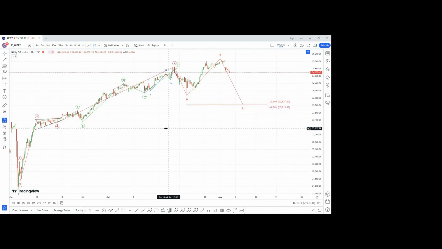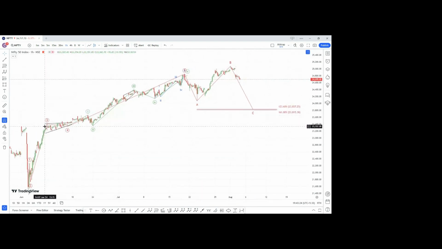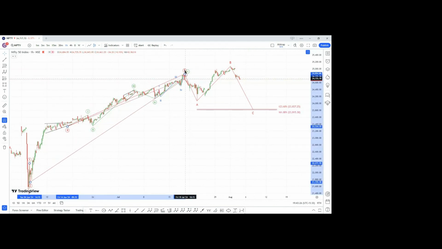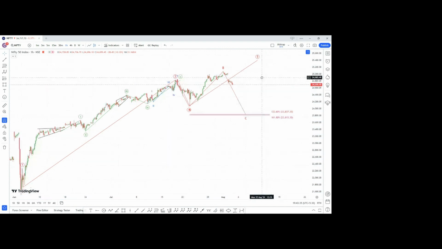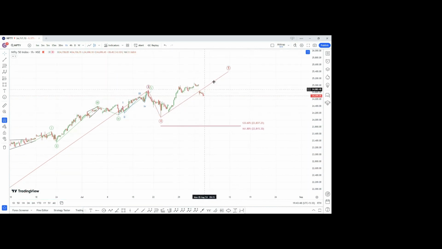This is a view with an alternate. The initial view is this. If we go with the alternate, the only thing that is going to change is that this is the third, this is the fourth wave, and the fifth wave is going on. So if the initial view is not holding, then what I'm expecting is that this is the fourth wave which got completed here, and then we are into a fifth wave.